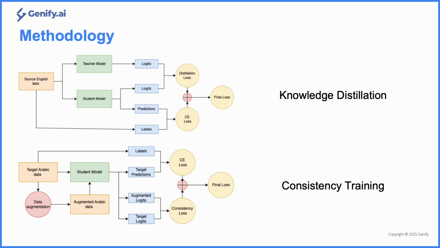In the knowledge distillation loss, we use a weighted combination of supervised cross-entropy loss and the KL divergence loss between the softened probability distributions of the teacher model and the student model. While in the consistency training loss, we also use a weighted combination of supervised cross-entropy loss and KL divergence loss, but this time we compare the softmax probabilities between the augmented and original data.